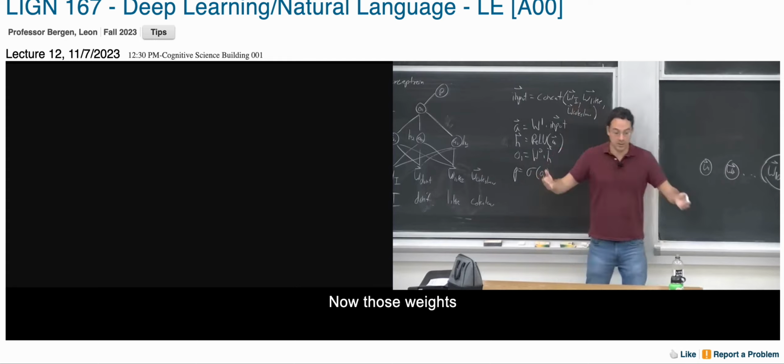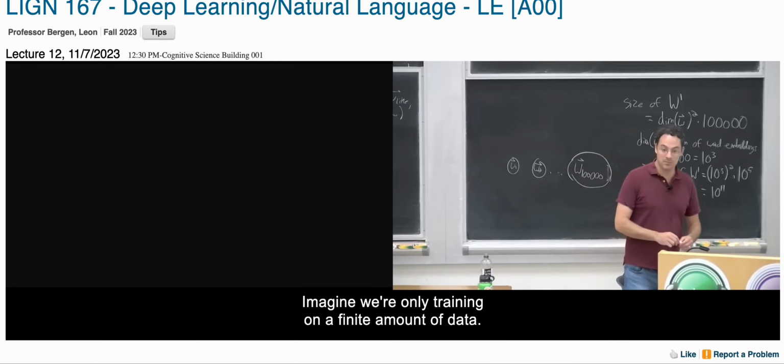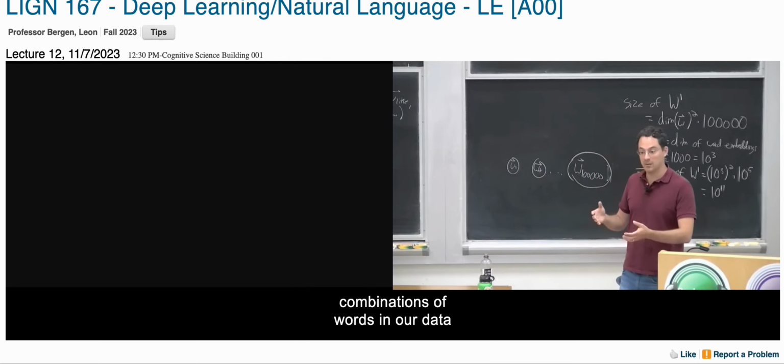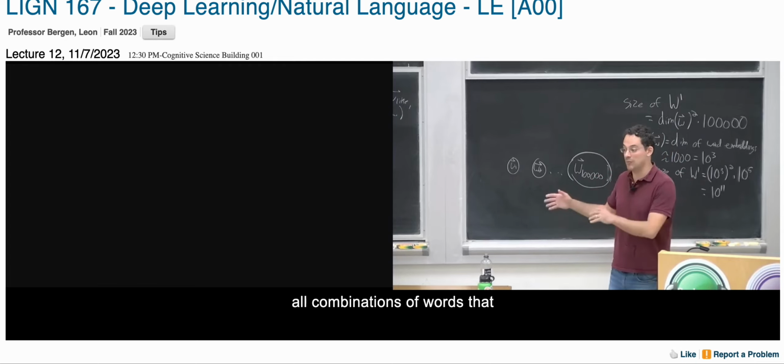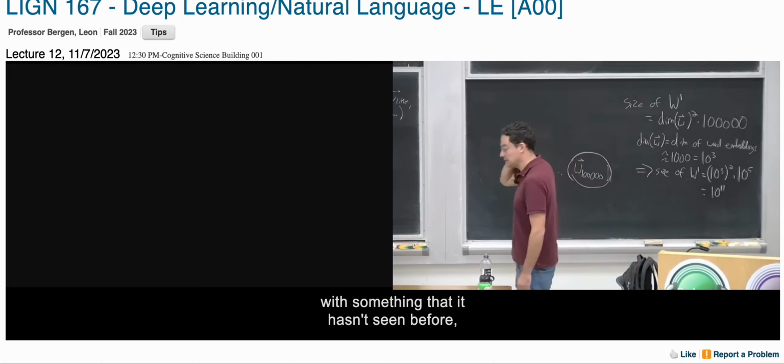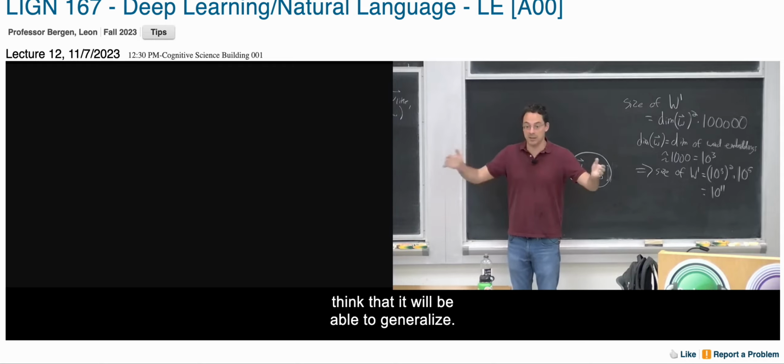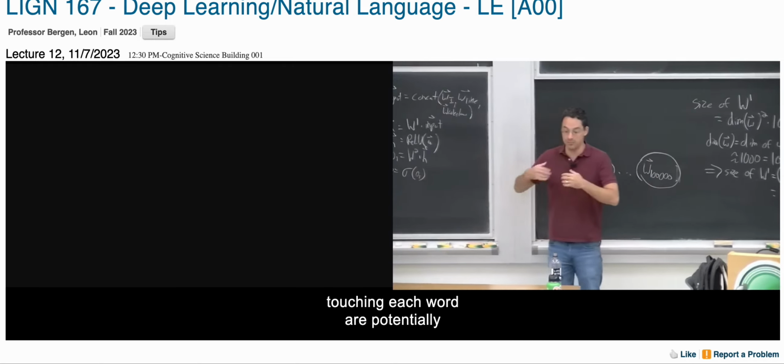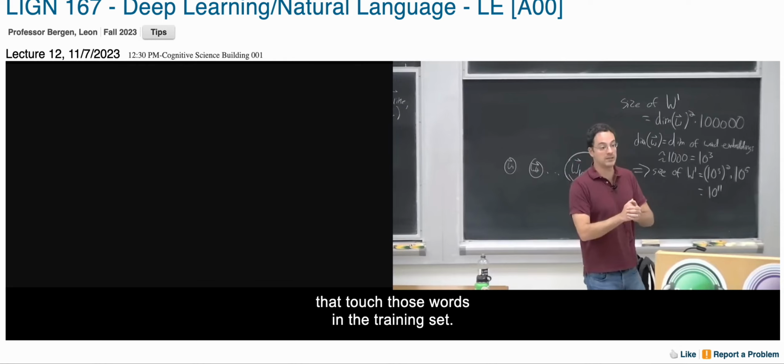Imagine we're only training on a finite amount of data. There are going to be all sorts of combinations of words that we never got to see in our data. If you present the MLP with something that it hasn't seen before, there's no reason necessarily to think that it will be able to generalize. The weights that will be touching each word are potentially completely unrelated to the weights that touch those words in the training set.